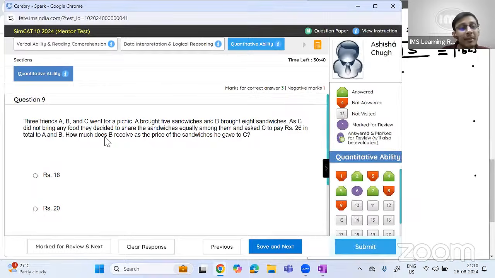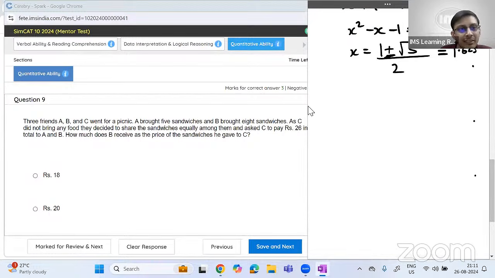Okay, 3 friends A, B, C went for a picnic. A brought 5 sandwiches. B brought 8 sandwiches. C did not bring any food. They decided to share sandwiches equally. They asked C to pay 26 in total to A and B. How much will B receive? Okay, this is a very, very basic question. Let's quickly solve this.